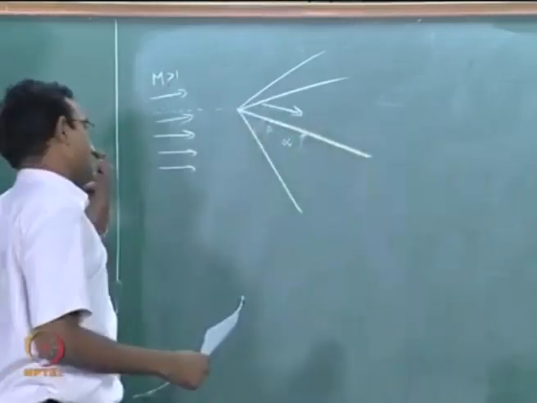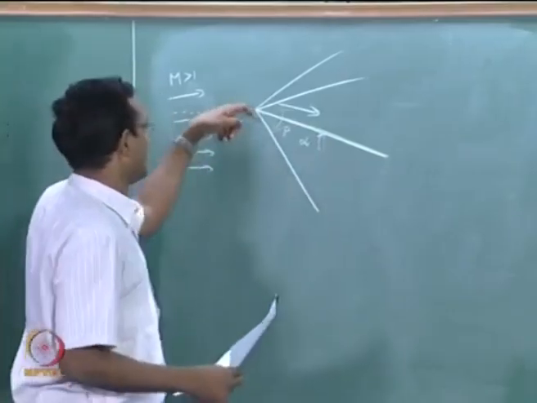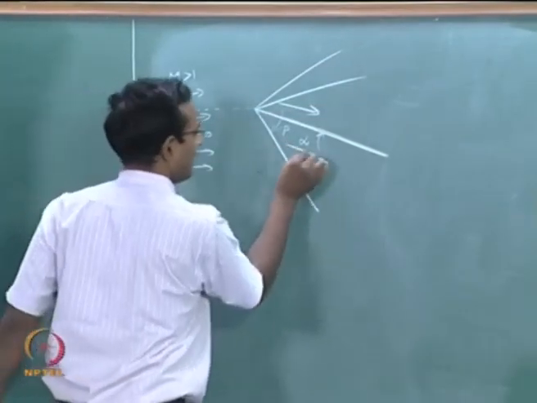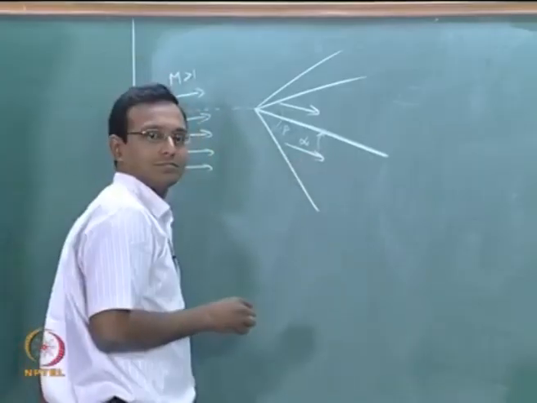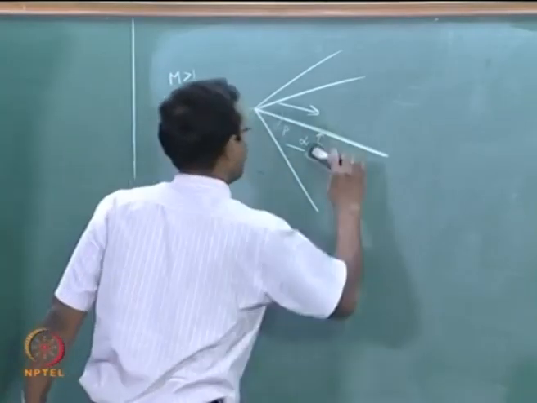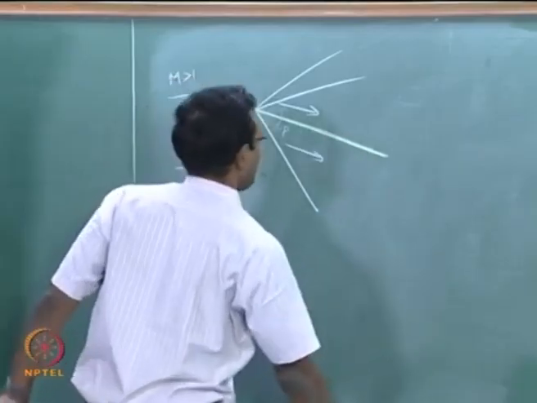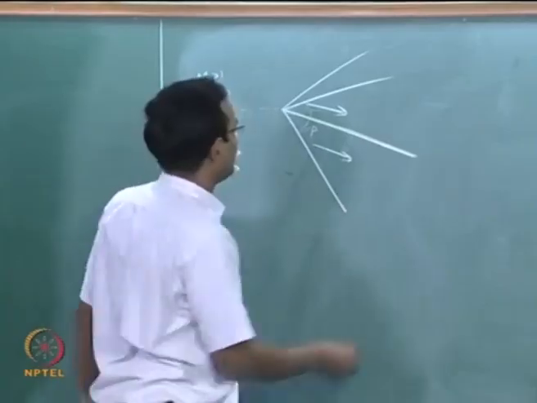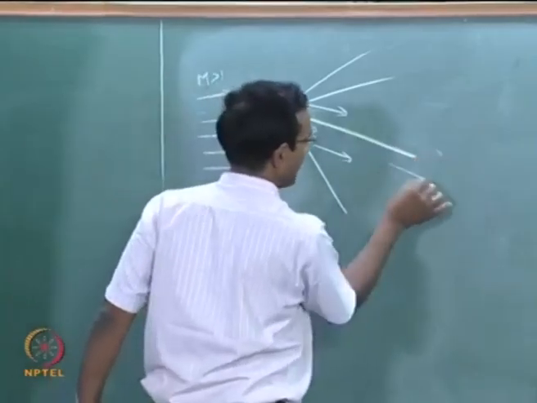Okay. Let us say that green thing is my plate, this is my shock, this is my expansion. I have drawn this, my flow field here is also parallel like this. Okay. Now the next thing to do, I have to find what will happen on the back. This flow field is going to go like this, this flow field is going to go like this.